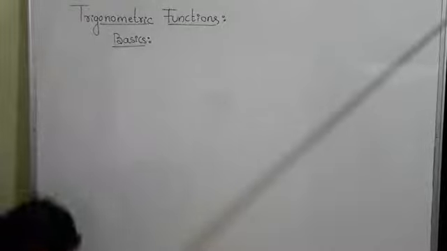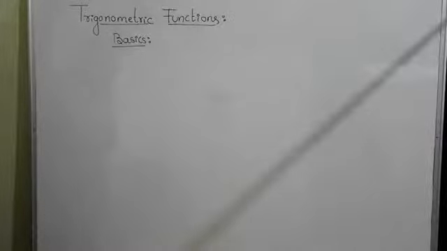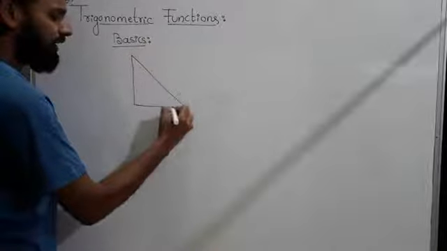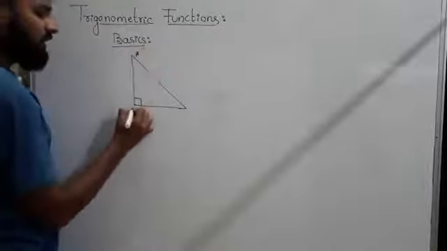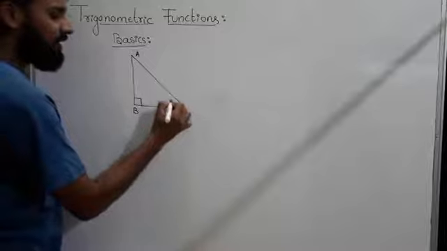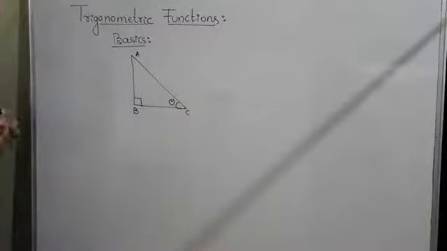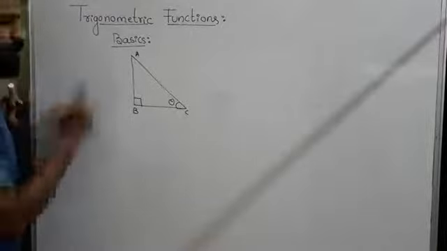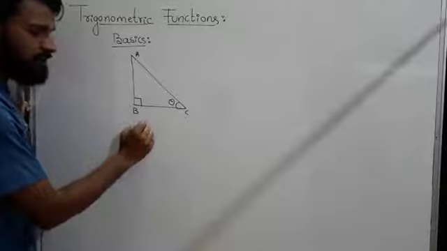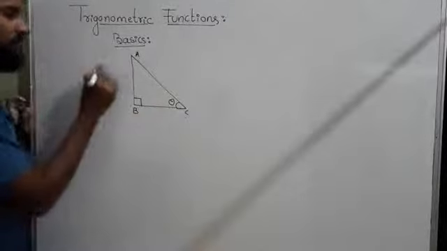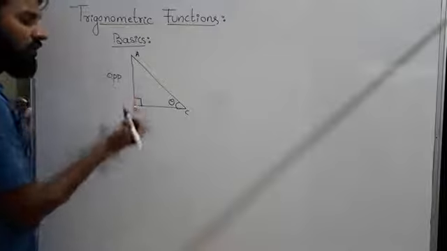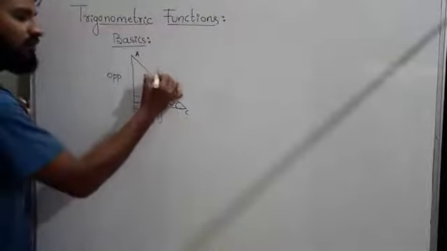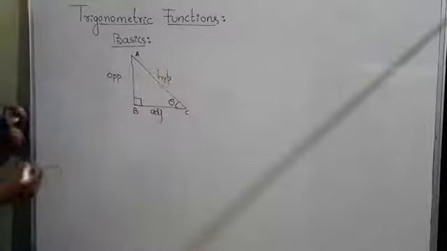When I say the word basics, let me start with a right angle triangle. So let's say this is A, B, C, a right angle triangle, and let me call this angle C as theta. If I ask you what is the opposite side for theta, that is AB. So this is the opposite side. And what is the adjacent side for theta? So this is the adjacent side, and this will be the hypotenuse, you already know.